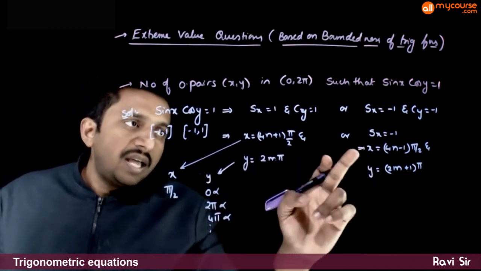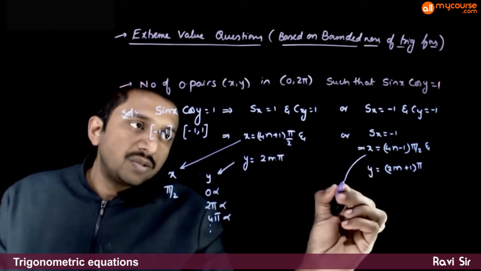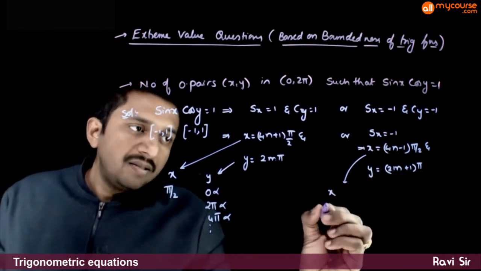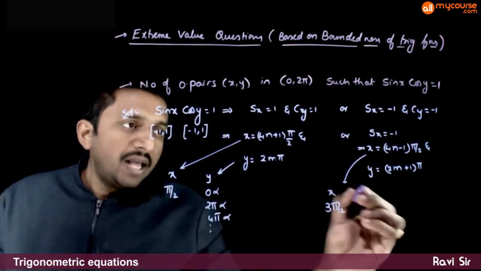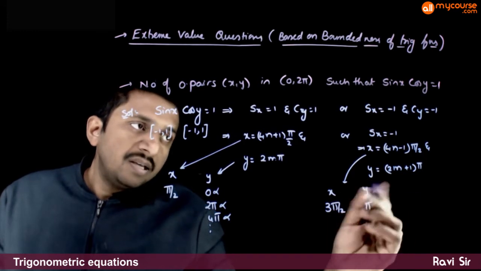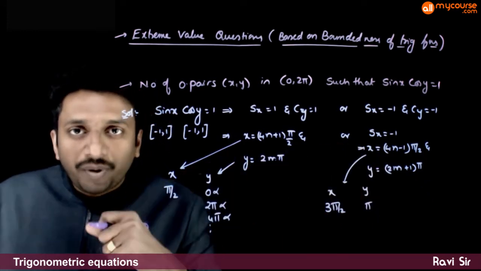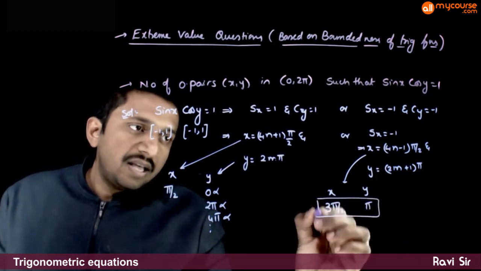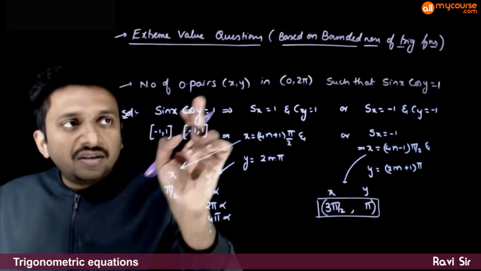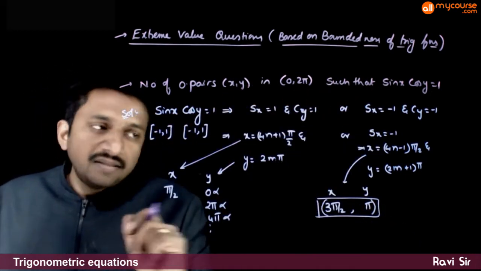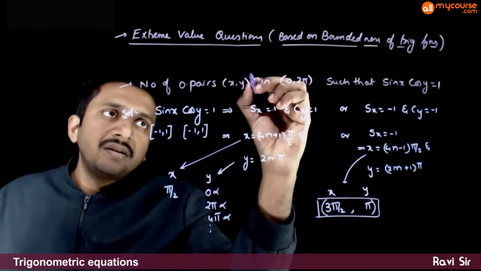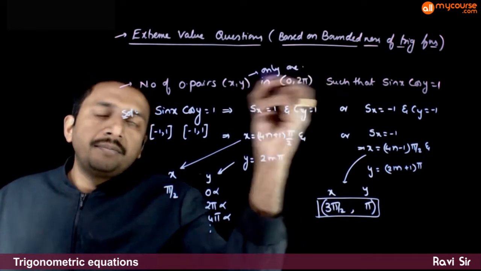If you go to the second one, x is equal to 4n minus 1 times pi by 2. So x can take the value of, if you put n is equal to 1, you get 3 pi by 2. This is okay. And the values of y are odd multiples of pi. If you put m is equal to 0, you get pi. All the other values are beyond 0 to 2 pi. So this x and this y both lie in 0 to 2 pi. Hence, this is a solution to this equation. Hence, the number of ordered pairs satisfying this equation is only 1. So the answer is only 1.